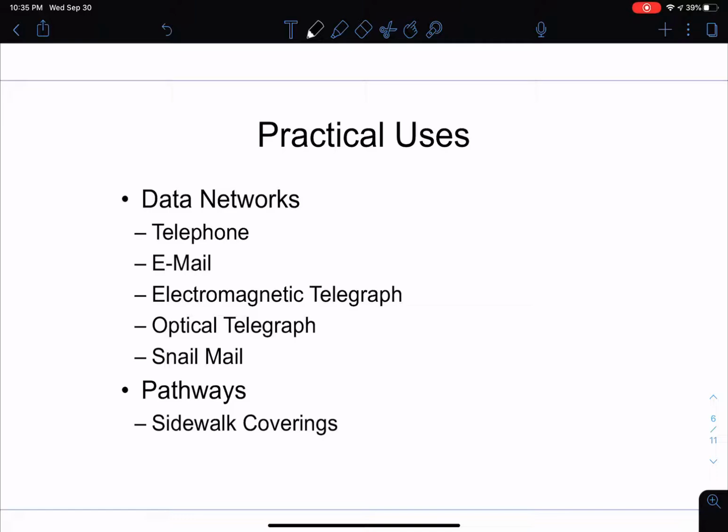Sidewalk coverings. I used to actually have a project in this class that I don't do anymore, but I would have students take the map of the Winter Haven campus and then use the buildings as vertices, and then for every building, every connection between buildings that had a sidewalk, I'd have them draw an edge. And then have them figure out a minimum distance spanning tree to get around the Winter Haven campus.